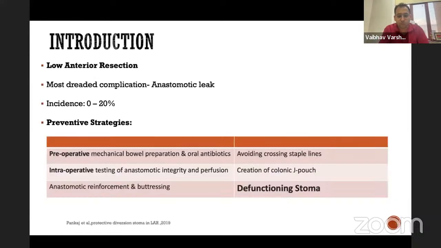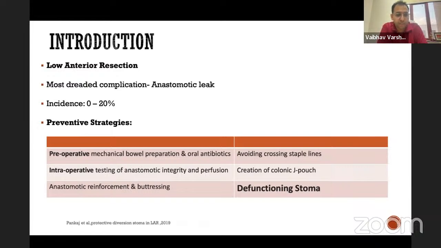So why are we discussing why we need a stoma after low anterior resection? Because the most dreaded or life-threatening complication of LAR is anastomotic leak. Its incidence varies from 0 to 20% because of the varied definitions for anastomotic leak. There are various preventive strategies which we use preoperatively and intraoperatively to prevent this complication. One is preoperative mechanical bowel preparation with oral antibiotics. When we talk about colonic surgeries, this role is still dubious, but for rectal surgeries, mechanical bowel preparation and oral antibiotics play a role in preventing anastomotic leak.